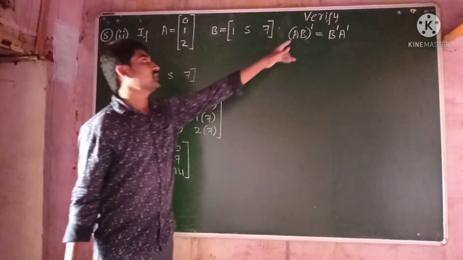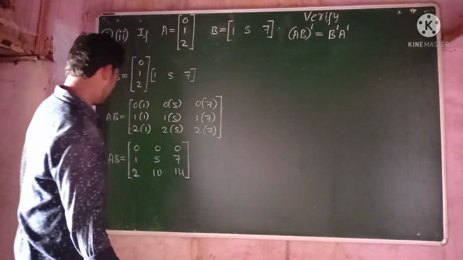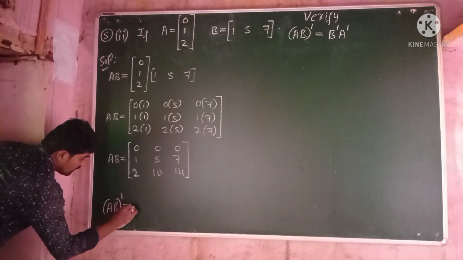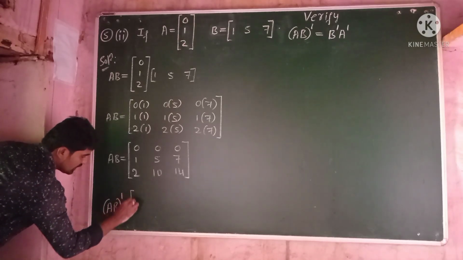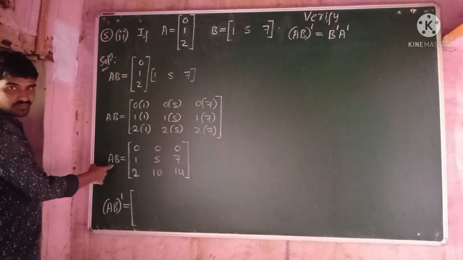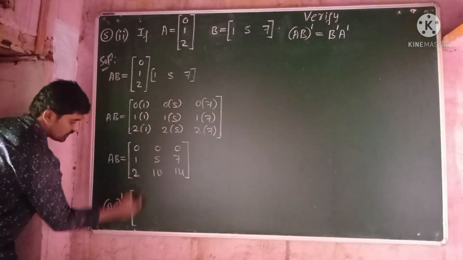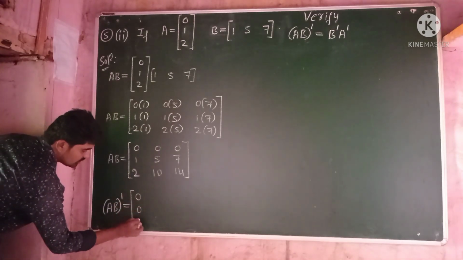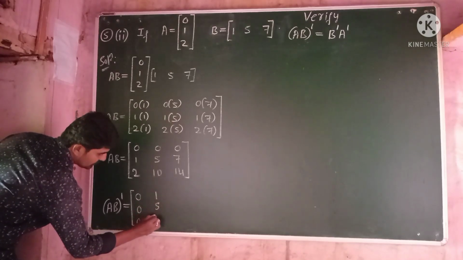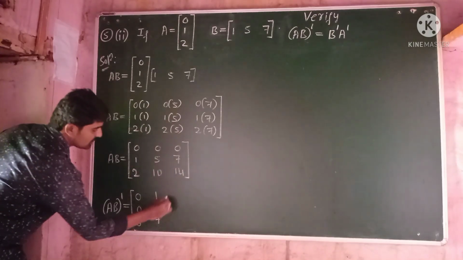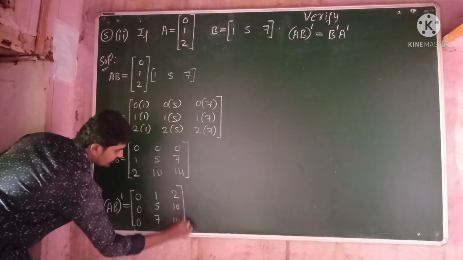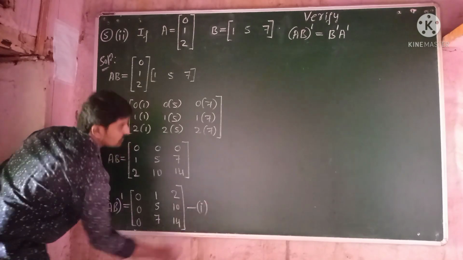And now we need to find transpose of the matrix AB. Therefore AB dash is equal to transpose of the matrix AB, which is obtained by interchanging rows and columns of the matrix AB. Hence first row becomes first column 0 0 0, second row becomes second column 1 5 7, third row becomes third column 2 10 14, and call this as equation number 1.